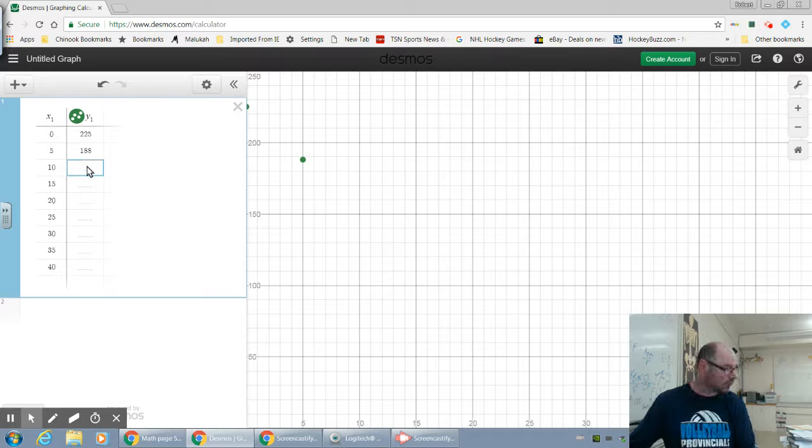Then after that, it's 155. Then after that, it's 124. Then after that, for 20 seconds, it's 100. 25 seconds, it's only 72. Then 30 seconds, it's 55. Notice it's kind of flattening out a little bit there. 35 seconds is 36. And finally, for 40 seconds, we get 23.